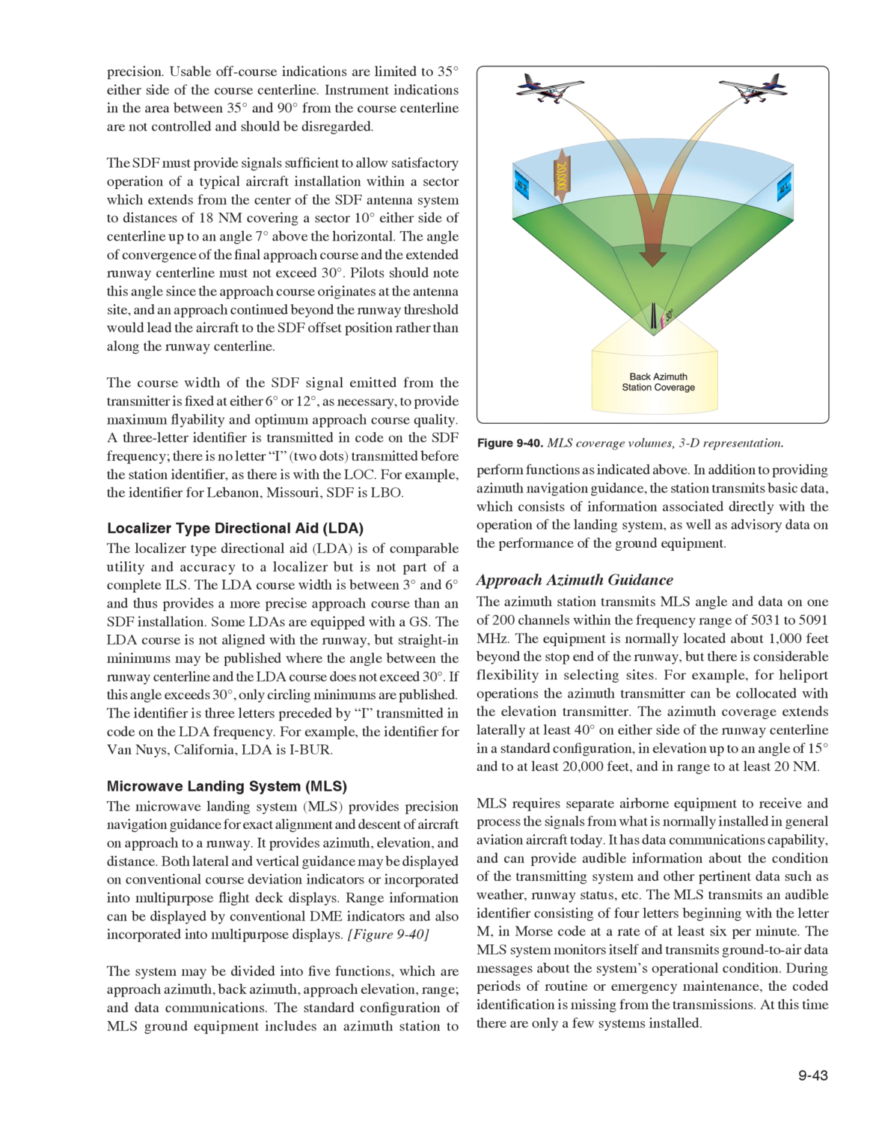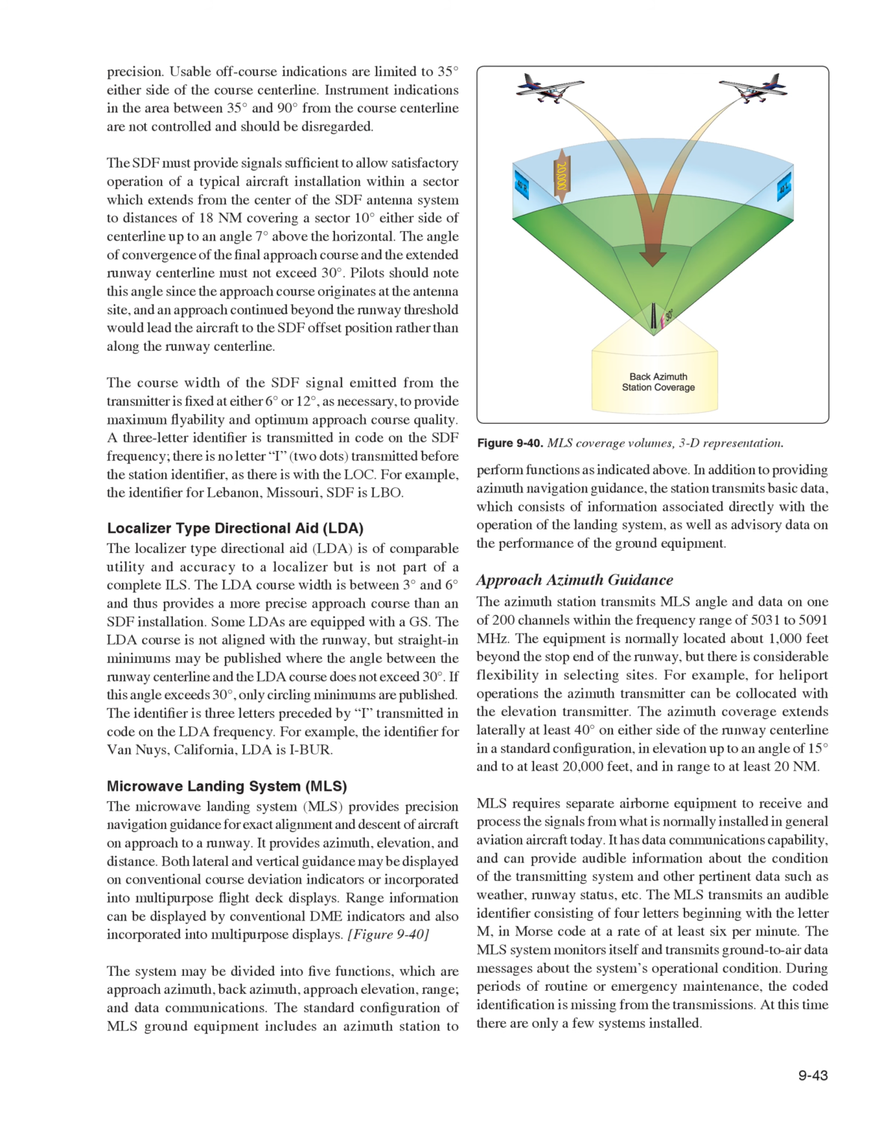Figure 940, the system may be divided into 5 functions, which are approach azimuth, back azimuth, approach elevation, range, and data communications. The standard configuration of MLS ground equipment includes an azimuth station to perform functions as indicated above. In addition to providing azimuth navigation guidance, the station transmits basic data, which consists of information associated directly with the operation of the landing system, as well as advisory data on the performance of the ground equipment.